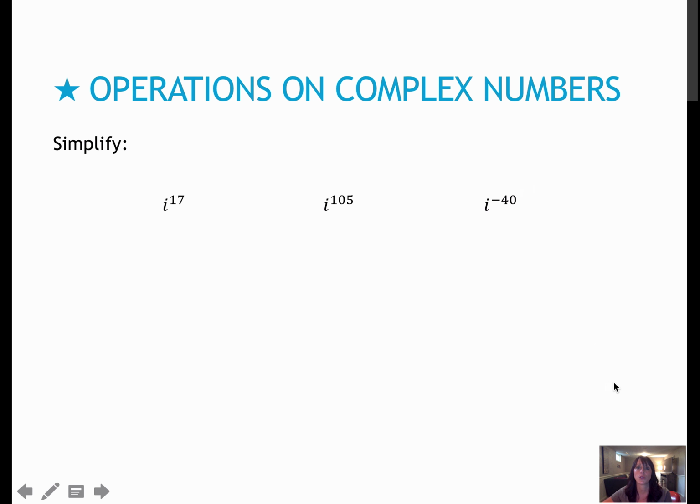Here are 3 of those for you to try before we move on to the next questions. The first, again, i to the 17th. I would say i to the 17th is i to the fourth 4 times, so that's 16 of them with 1 left over. This is 1 to the fourth, which is, of course, 1 times i, which would just give me i. Write as many steps in there as you would like.